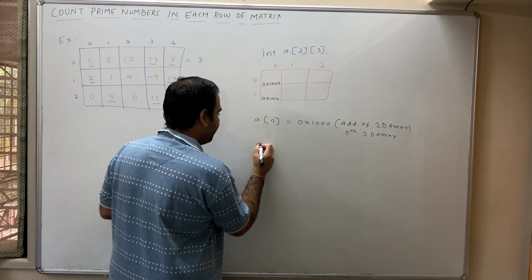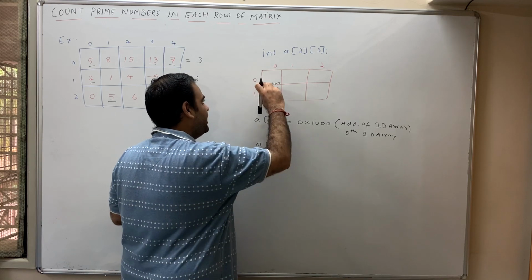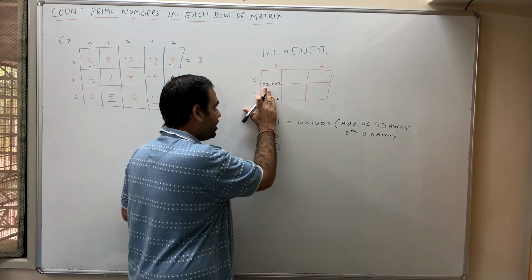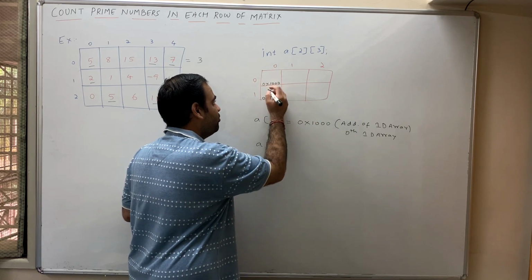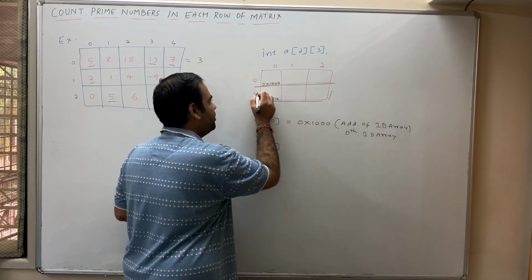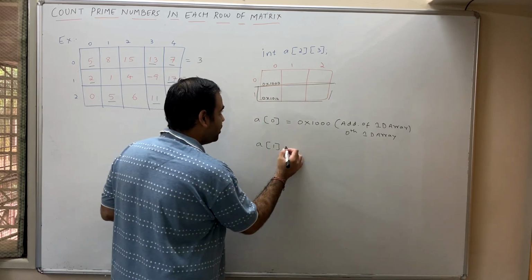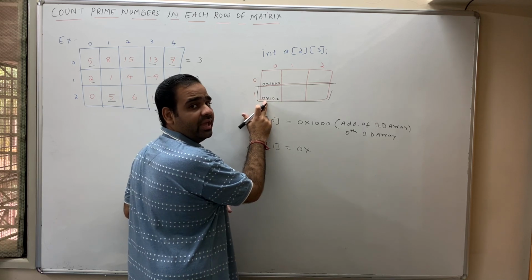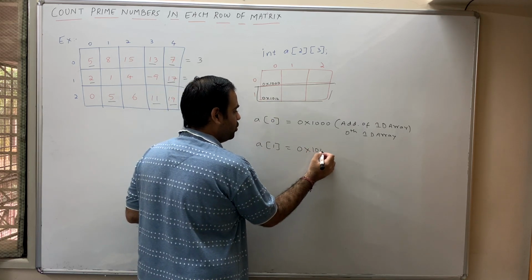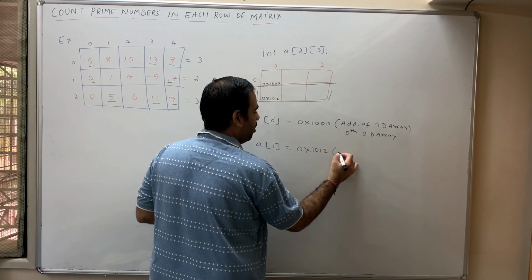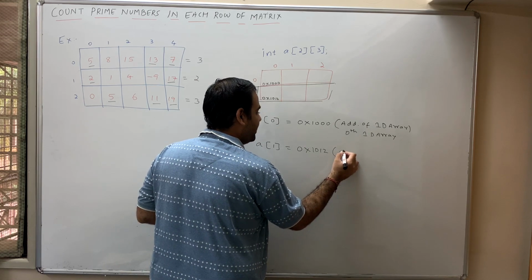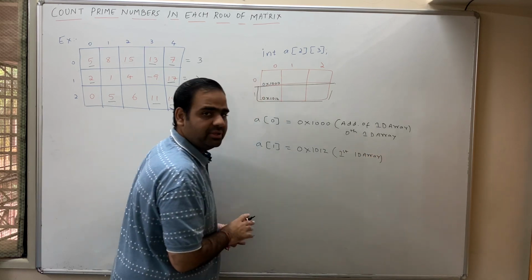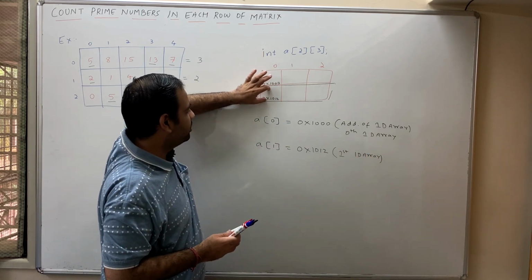Now similarly, if I write a of 1, what will happen? It will give us the complete row a of 1. That means it will give the one-dimensional array, which is represented by the starting address or the base address of a of 1, and this happens to be 1012. This is the address of the 1D array, and it is the first one-dimensional array. This is the 0th array, and this is the first array.